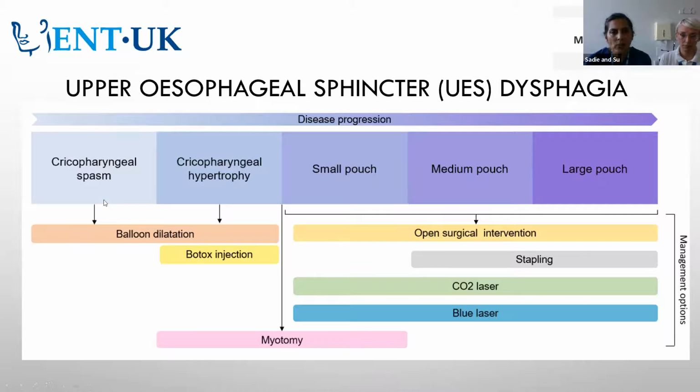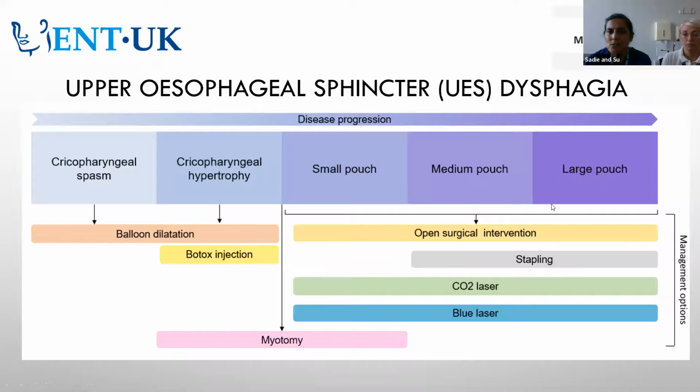And the treatment pathway, and this is my treatment pathway for patients who present to me, is absolutely dependent on which one of these they present with. But they are a spectrum of the same condition. So in early spasm, I will balloon dilate, as you've just seen in the clinic. If it's a hypertrophy, I would take them to theatre and place a Botox injection, about 100 units, into the cricopharyngeus. If it's a persistent hypertrophy, then we can consider myotomy, either as an open or endoscopic procedure.